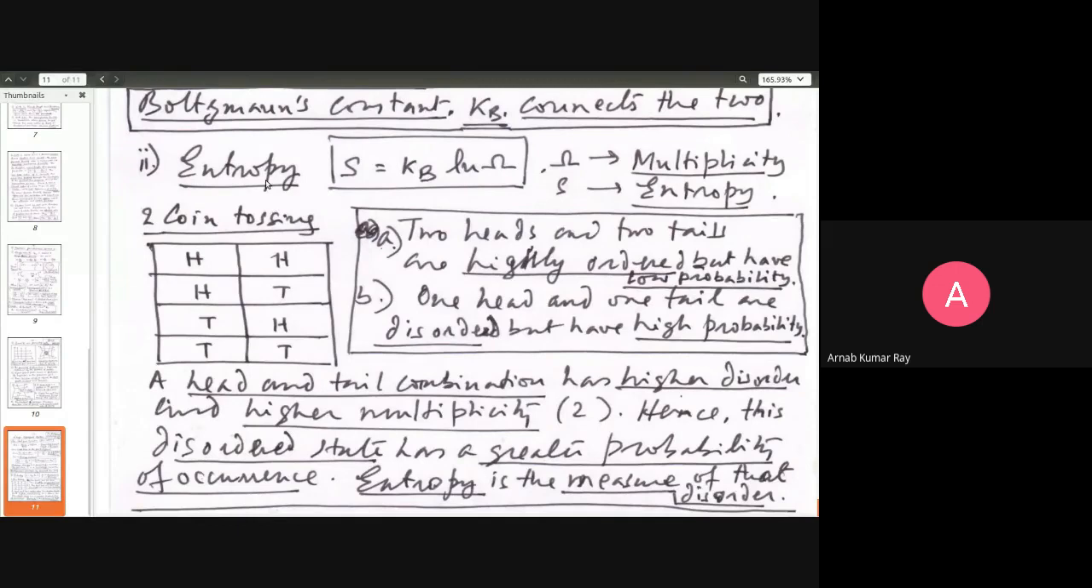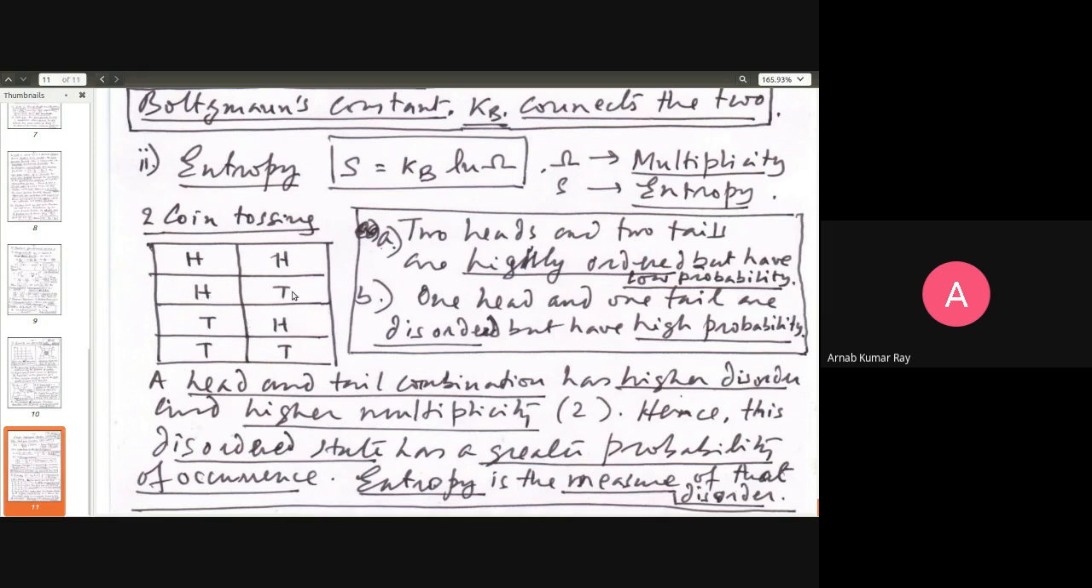Nature's own tendency is to go towards disorder. And entropy, as it comes out of the second law of thermodynamics, is a measure of that disorder. What do I mean by measure of the disorder? Let us see now. A head-tail combination has higher disorder and therefore higher multiplicity. This is the word. Make a note of that word, multiplicity.